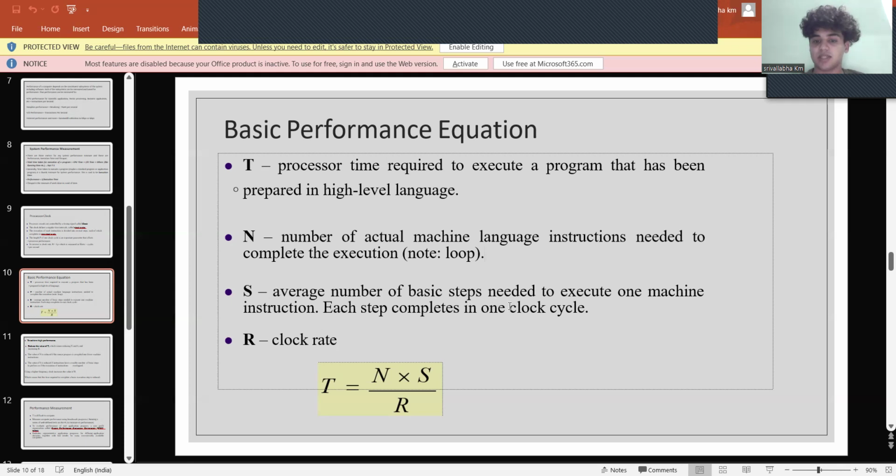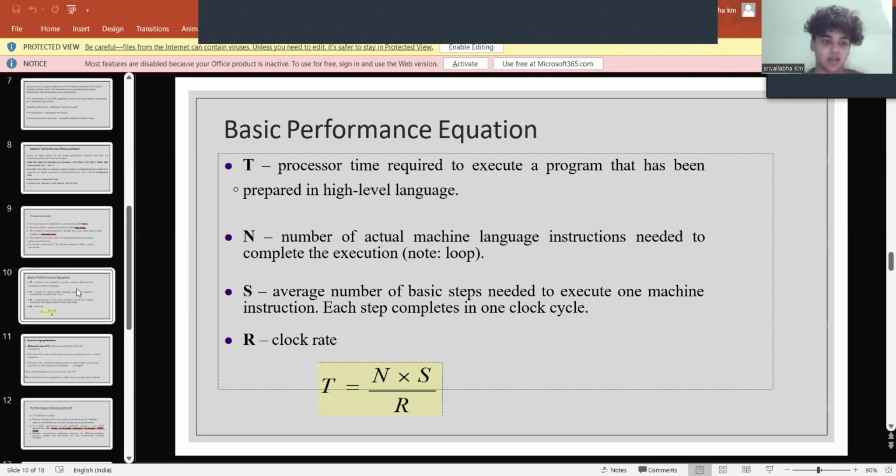The average number of basic steps needed to execute one machine instruction, meaning how many steps are needed to execute one instruction. As we know, each instruction which is given has its own steps. It's also the same as one clock cycle. Here S you can simply say is the clock cycle itself, and R is the clock rate.